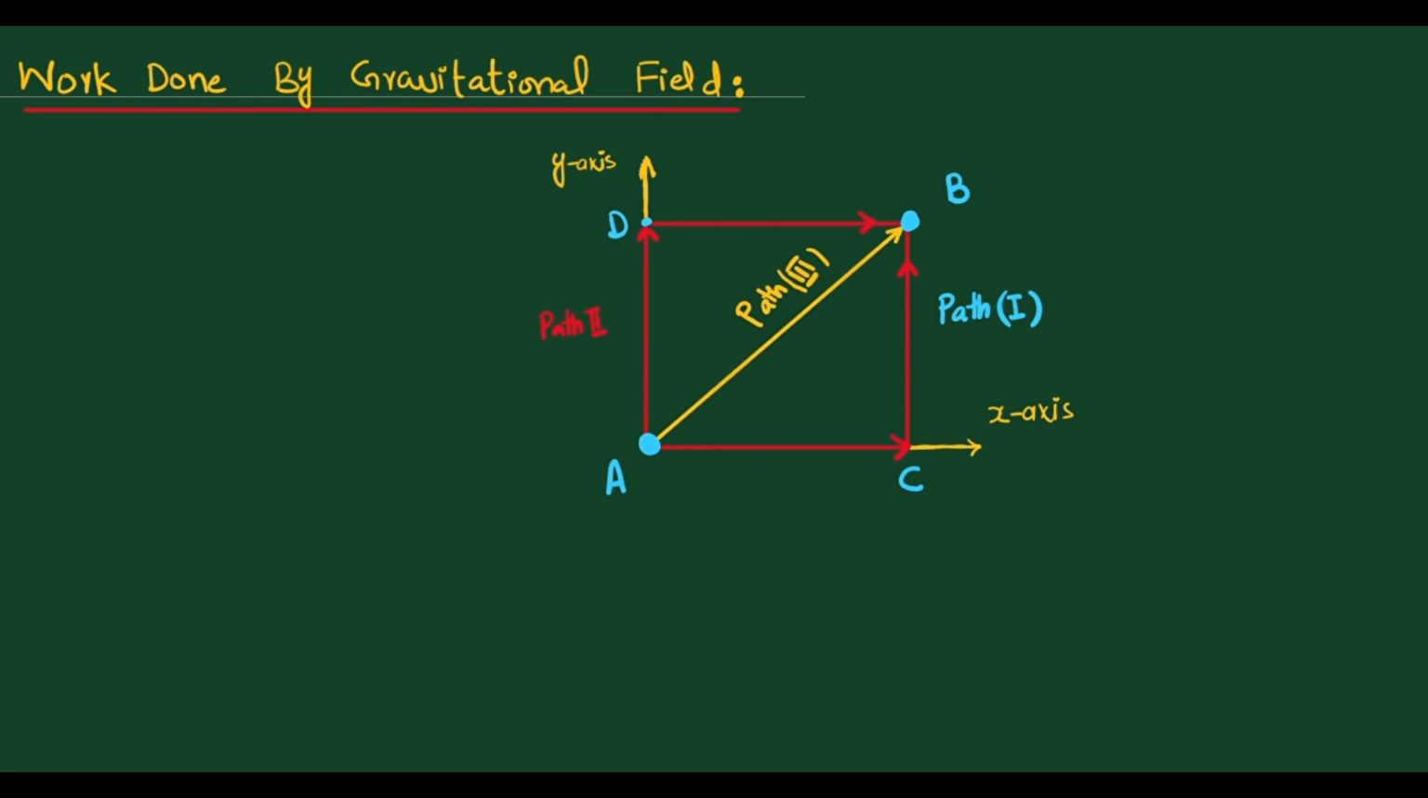Hello everyone. In this video, we are going to discuss the work done by the gravitational field, and we will also discuss that the work done in the gravitational field is path independent, and we will prove that the work done in a closed path will be equal to zero in a gravitational field. First of all, we consider this diagram.